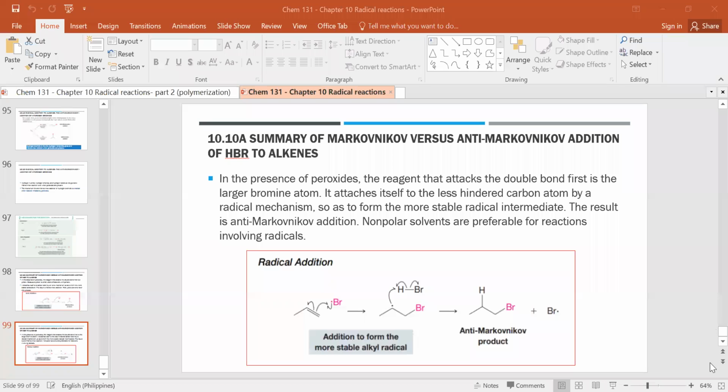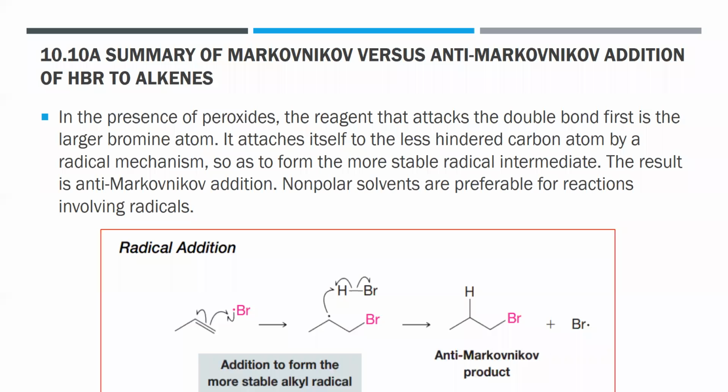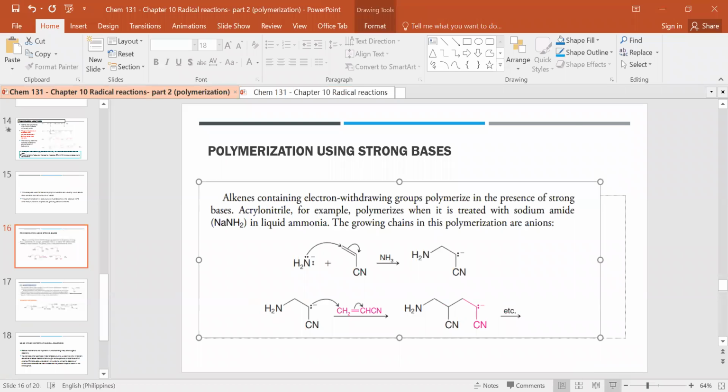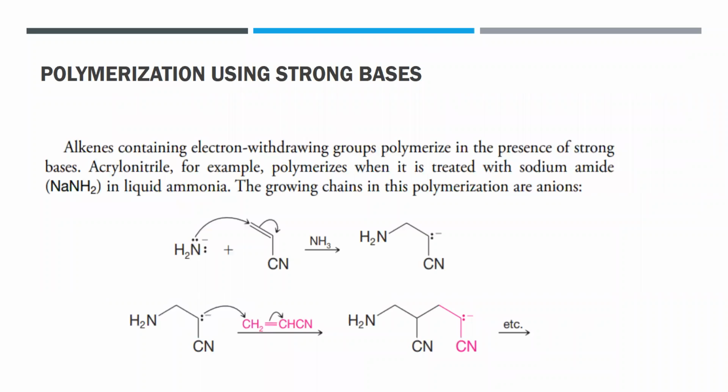In the polymerization reaction of alkenes, aside from the polymerization using the Lewis acid, we can also proceed with the polymerization using a strong base. In this case, you have sodium amide, rather, it's a salt in liquid ammonia. And in the mechanism, we actually produce carbanions.